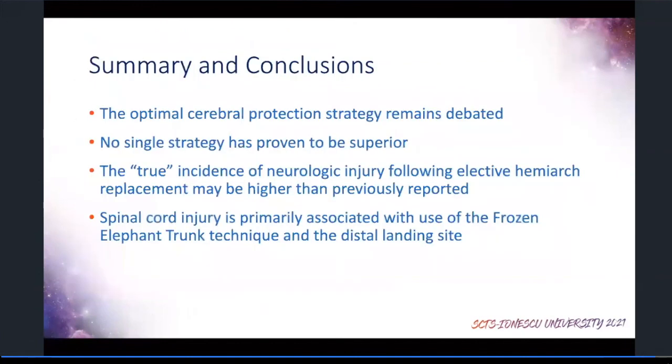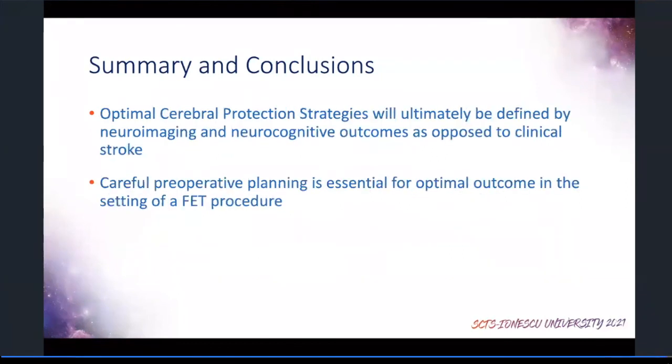So in summary, the optimal cerebral protection strategy remains debated. No single strategy is proven to be superior. The true incidence of neurologic injury following elective hemiarch replacement may be higher than previously reported. Spinal cord injury is primarily associated with the use of the frozen elephant trunk technique and the distal landing site. Optimal cerebral protection strategies will ultimately be defined by neuroimaging and neurocognitive outcomes as opposed to clinical stroke. Careful preoperative planning is essential for optimal outcome in the setting of a frozen elephant trunk procedure. Thank you very much again for your time and attention.